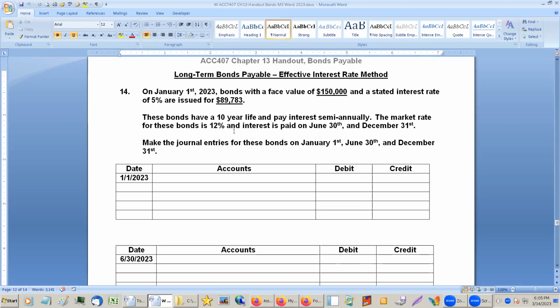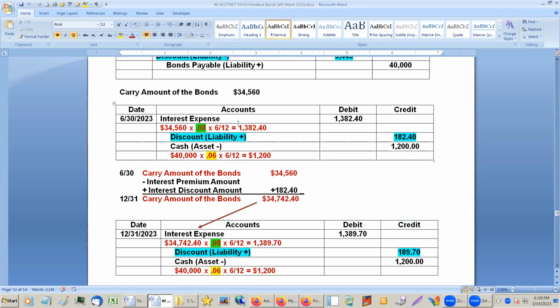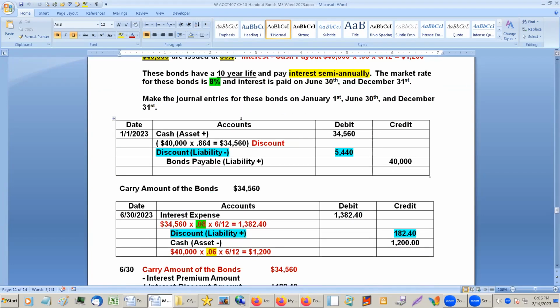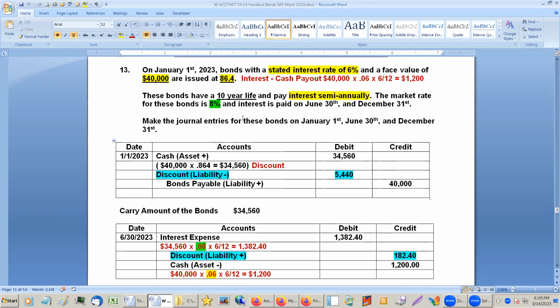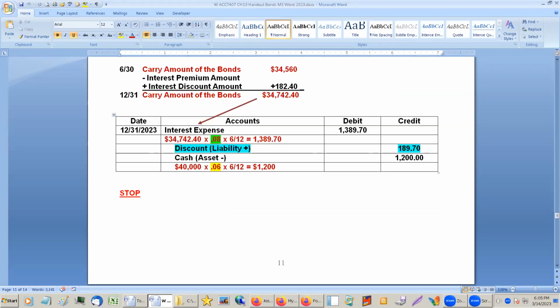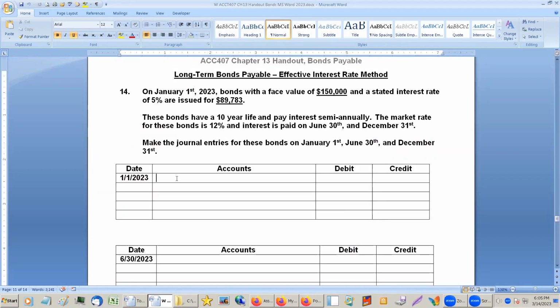Okay, so let's go ahead and do the journal entries. Again, it seems like a long time ago, but this is from last time, kind of the stuff we're going to do. So the first thing you do is you put the cash on the books.